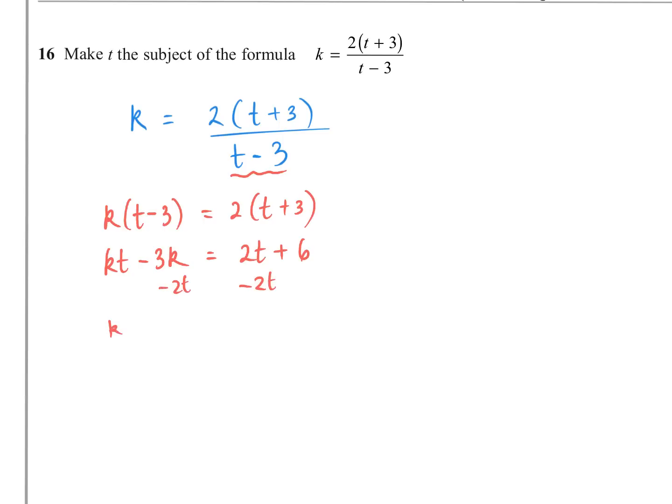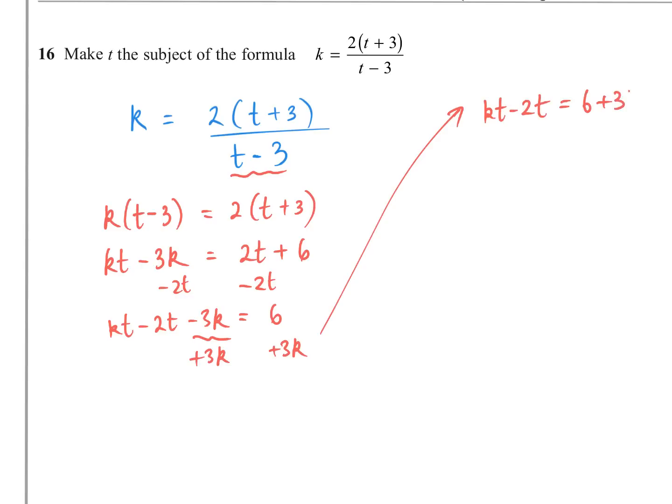And that will give me kt minus 2t minus 3k equals 6. I'm then going to get the k term, that only has a k term, nothing to do with t, on the other side, so I'm going to add 3k to both sides here. And that's going to give me kt minus 2t equals 6 plus 3k, or 3k plus 6. And here's the interesting part, I can see t now as a common factor here.